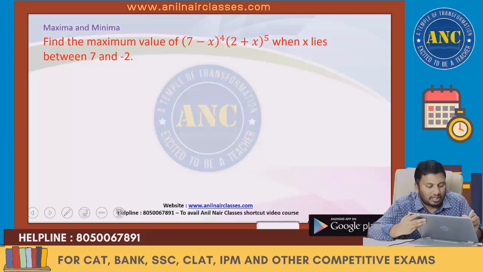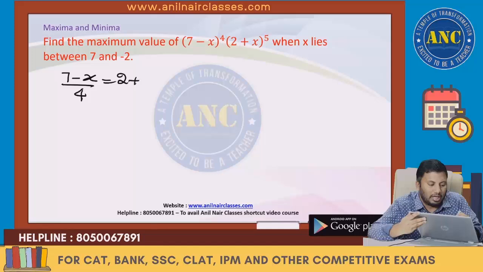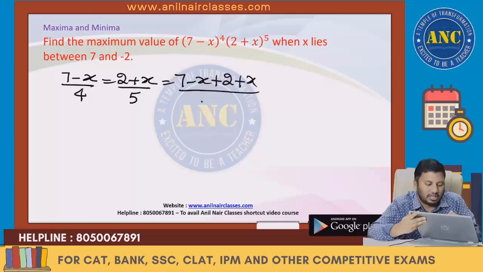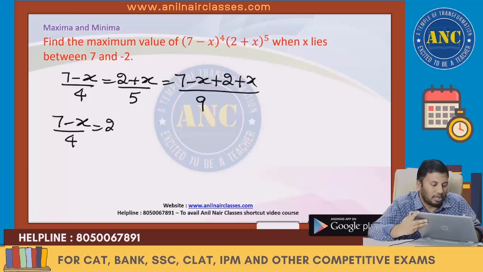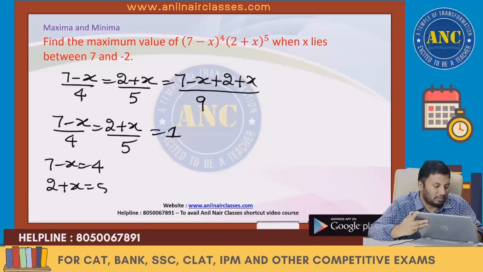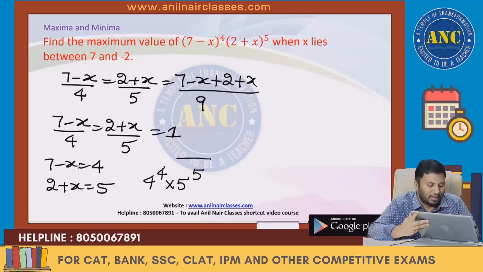Now I will do method number 2 only, sir. (7 - x)/4 = (2 + x)/5 = (7 - x + 2 + x)/9. So (7 - x)/4 = (2 + x)/5 = 1. So 7 minus x is nothing but 4, 2 plus x is nothing but 5. Answer is 4^4 into 5^5. Directly, this is the maximum value.